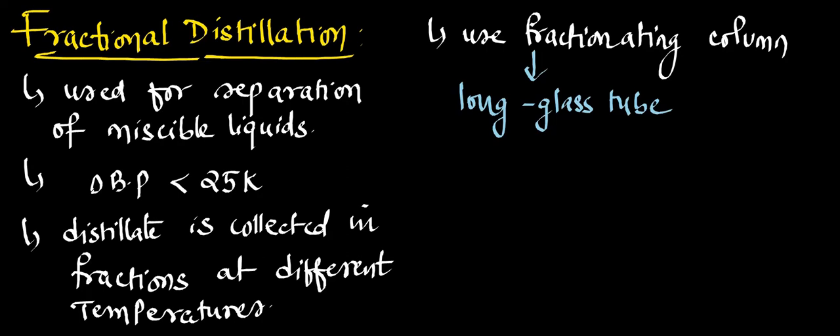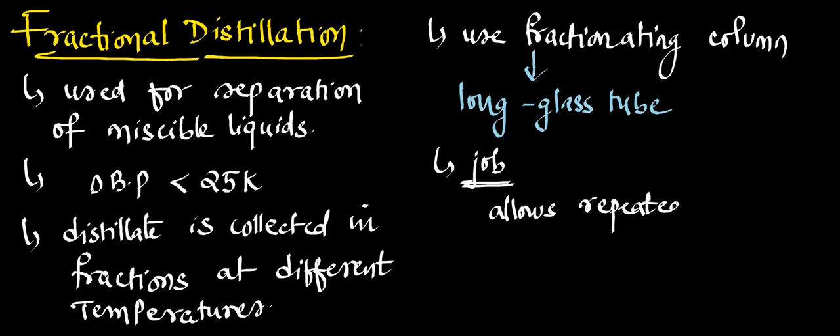Okay, and what is the main purpose of using this fractionating column here? What is its job? It allows repeated condensations. Condensation generally takes place in Liebig's condenser, where vapors are turned back into liquid and the liquid is collected in the form of distillate. But before reaching the Liebig's condenser, the vapors undergo repeated condensation in the fractionating column itself.